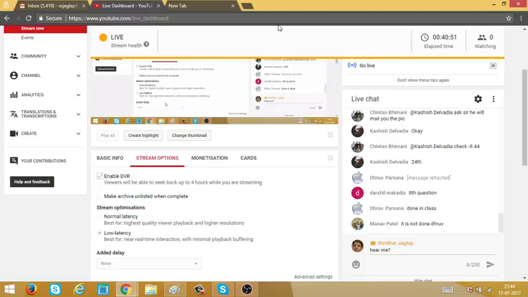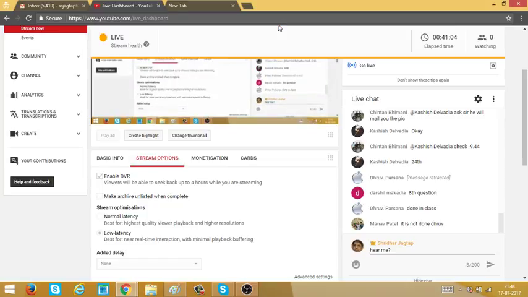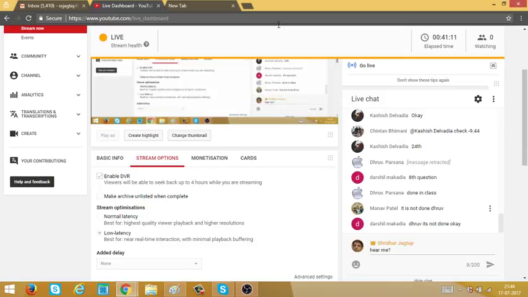Kashish Dedwadi is saying 24th. Kashish, the 24th question is on circular motion, and since we have not done circular motion, I am not doing that. Okay. Somebody has asked question number 7, so it is done. Dhruv, it is not done. Okay, anyway, if I have done it again, not an issue. Okay, Darshil is asking for question number 8, so I'll do question number 8.